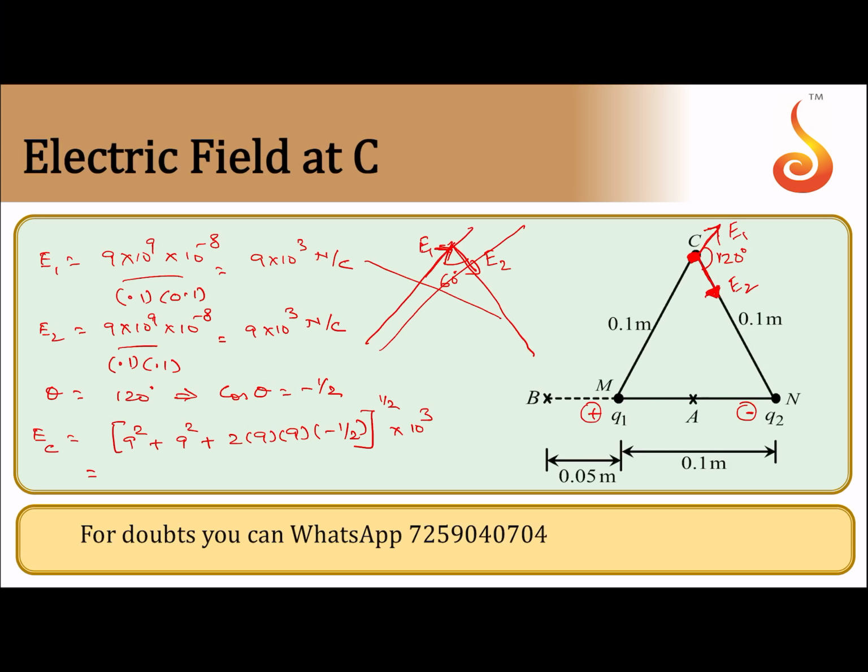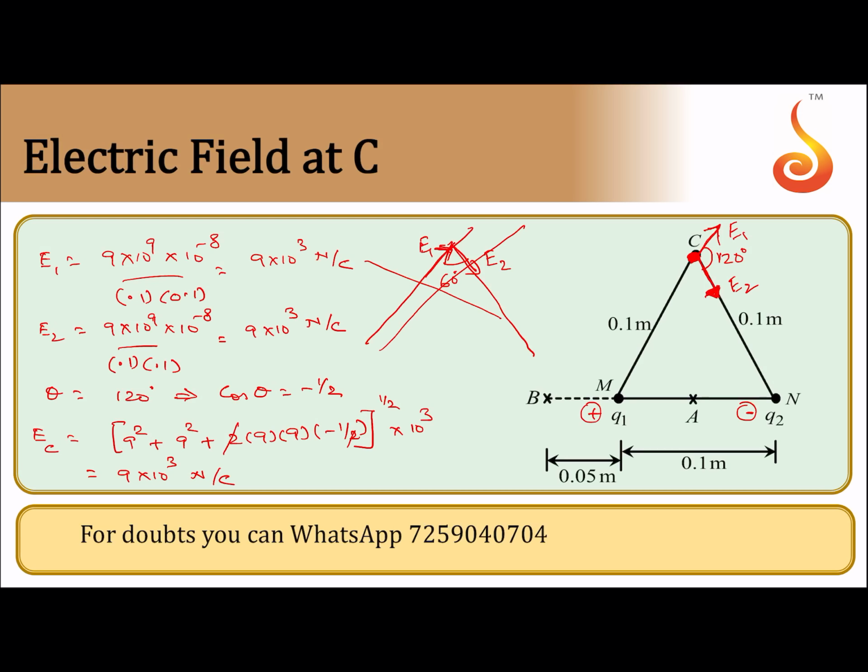which becomes 9 squared plus 9 squared minus 9 squared. One 9 squared goes off. See, 9 into 9, 9 squared, 2 into half. So 2 cancels off. This is nothing but minus 9 squared. So one 9 squared cancels off. 9 squared power half is simply 9 into 10 to the power 3 Newton per Coulomb.